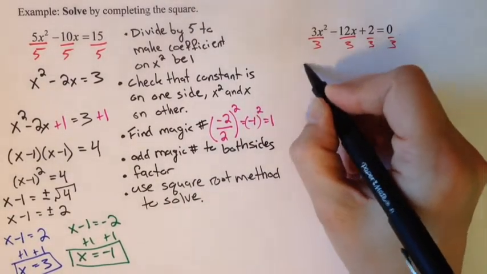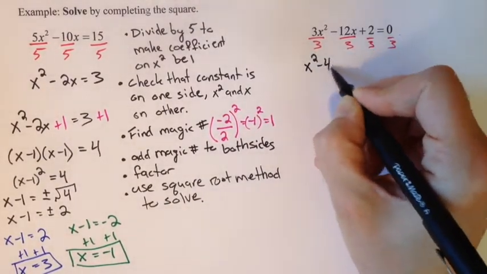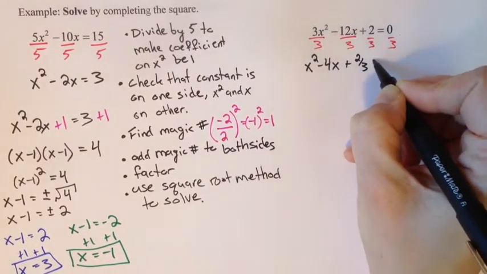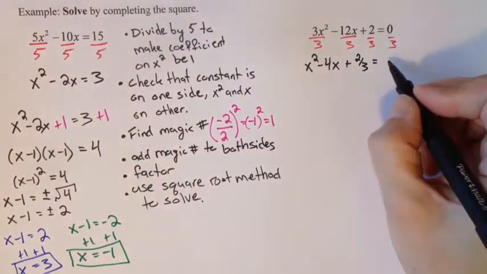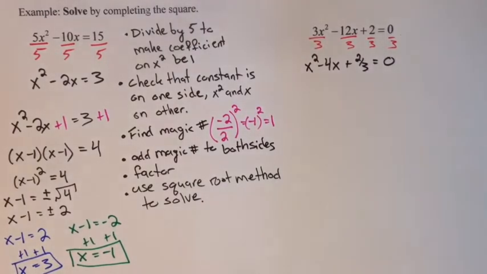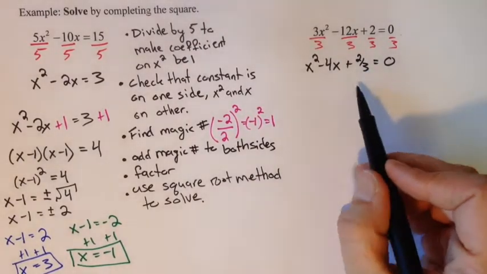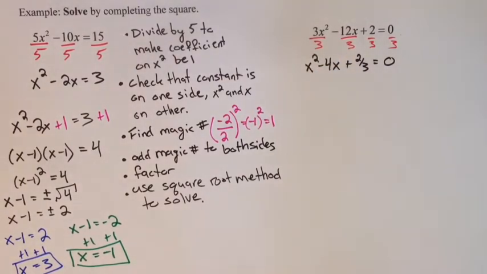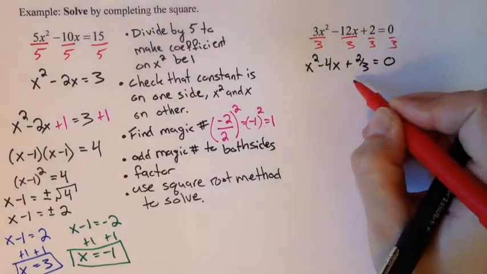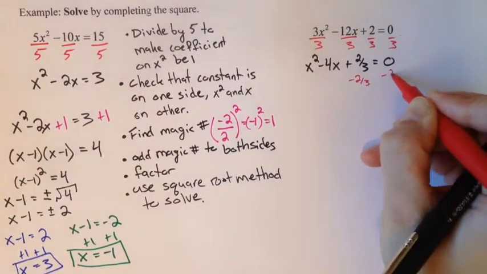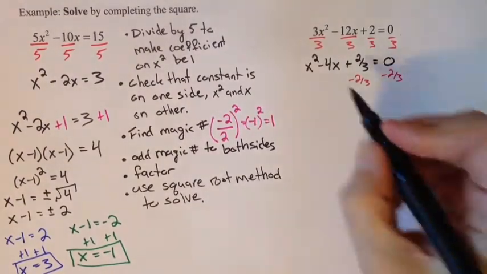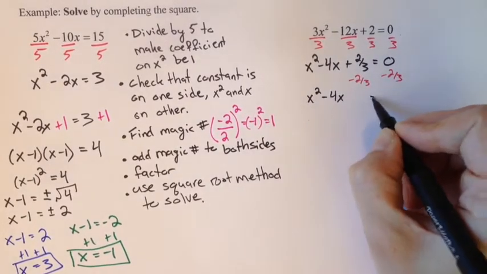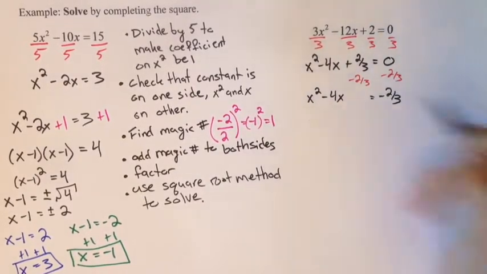That gives me x squared minus 4x plus 2/3, that's not going to simplify, and then 0 divided by 3 is just 0. Step 2 is to get the constant by itself on one side, leaving the x squared and the x term by themselves. So I'm going to subtract that 2/3 to the other side of the equation. That gives me x squared minus 4x equals negative 2/3.